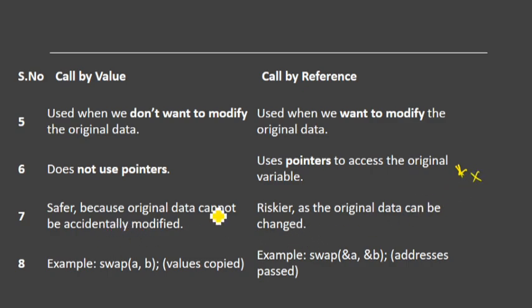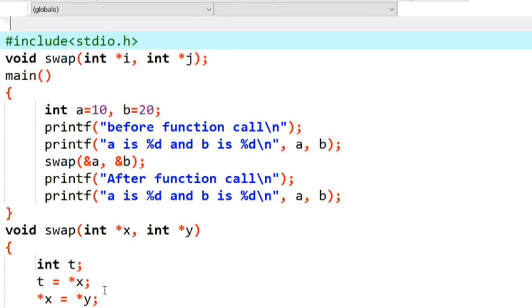Call by value is safer because the original data cannot be accidentally modified. Call by reference is riskier as the original data can be modified. For example, swap(a, b) versus swap(&a, &b). We are passing the addresses and modifying the values, whereas in the other we are only passing the values. Let me explain through the program.